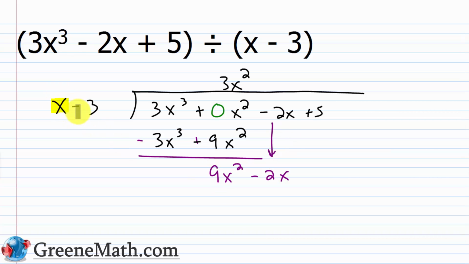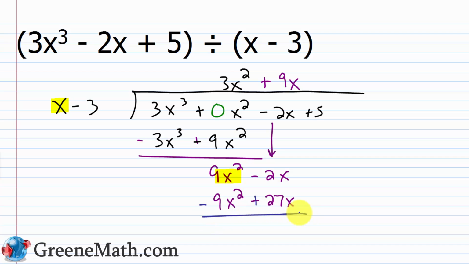Again, I'm going to go leading term into leading term. So what is 9x squared divided by x? x squared over x is just x, right? So this would be plus 9x. And now we're at our multiply step. 9x times x is 9x squared, and 9x times negative 3 is minus 27x. Again, we're at our subtract stage, so we put a minus here and a plus here.